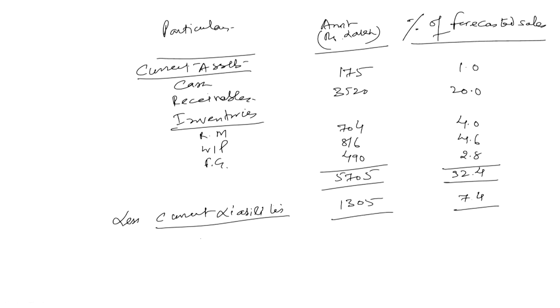So, then you can calculate the net working capital. Net working capital is now 4400 lakhs, 4400 lakhs, and this works out as how much? 25%. This is 25% and these all are in the percentage terms.